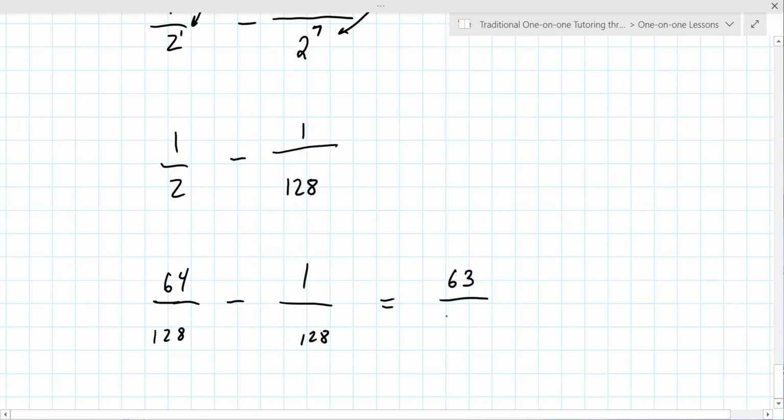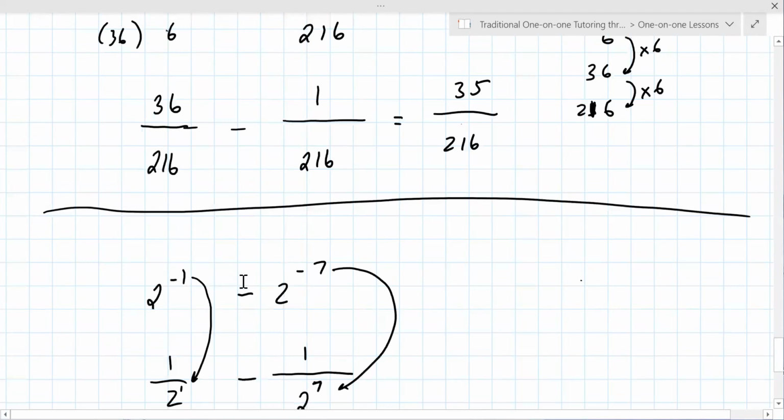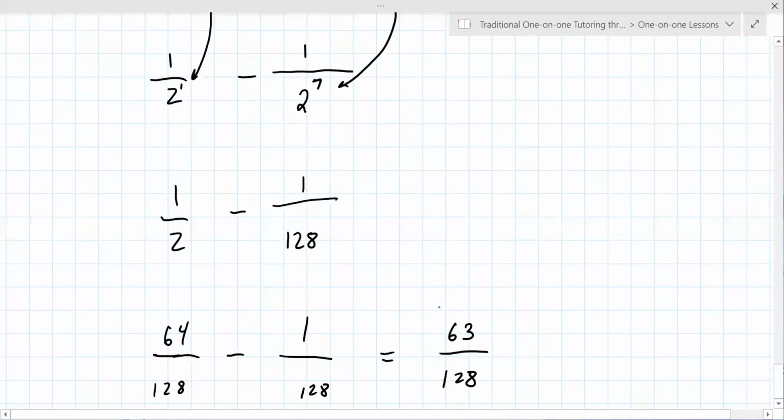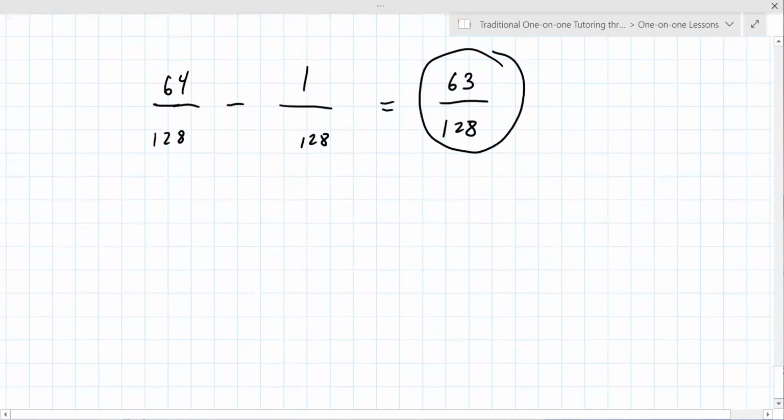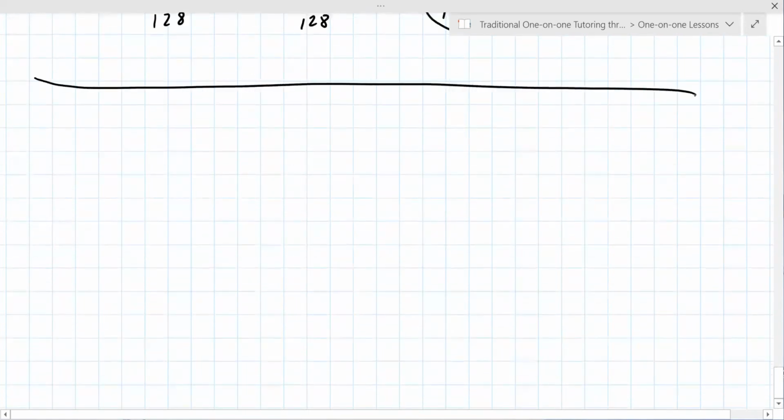63 over 128. Okay, so just to be clear, Craig, when I gave you this problem up here, this is what I'm looking for. I'm asking you to go through all the steps here to get to this final answer. Okay, so let's try another one here. Let's go 4 to the minus 1 minus 4 to the minus 5.